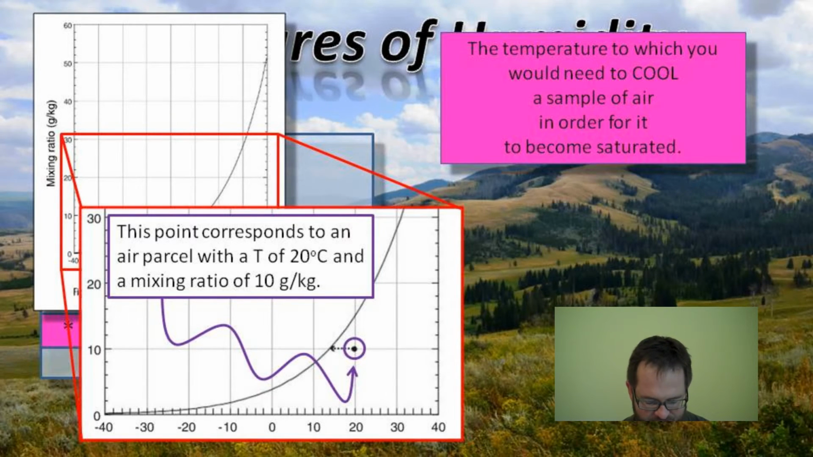So for example, that little dot right there corresponds to an air parcel with a temperature of 20 Celsius and a mixing ratio of 10 grams per kilogram. And any given temperature and any given mixing ratio maps to a location on that graph someplace.